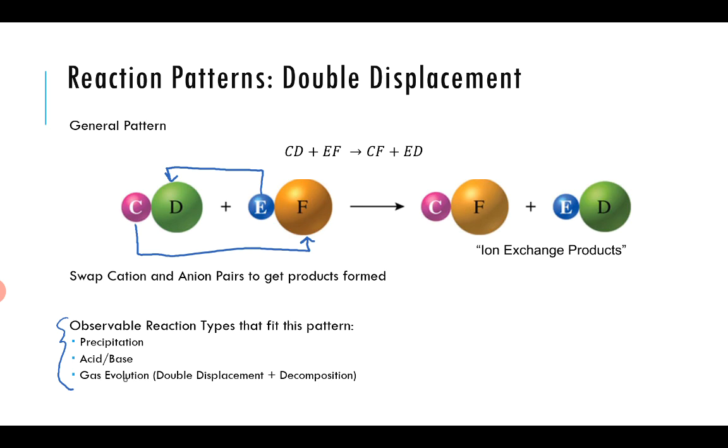We have some gas evolution reactions that are double displacement followed by a decomposition. And so that one's a little bit more complicated, but in general, you would apply your double displacement pattern first, look for a key thing in your ion exchange products, and then identify if the decomposition reaction is going to occur.